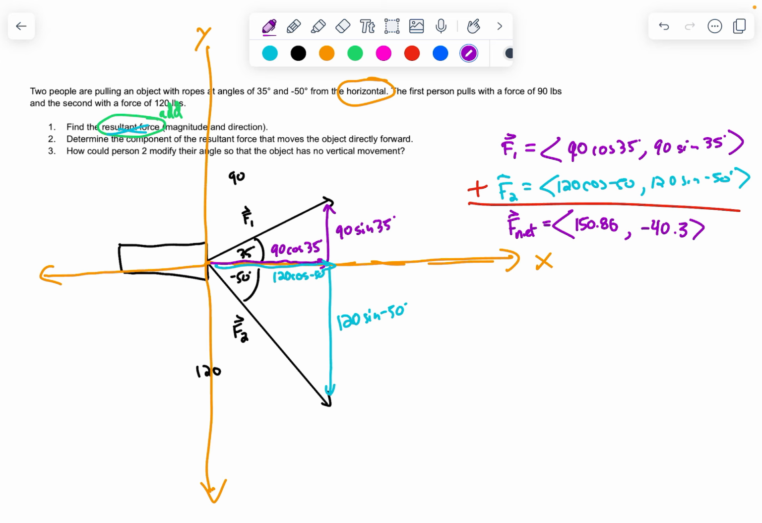Easy enough. Determine the component of the resultant force that moves the object directly forward. Okay, it's a way of asking about the horizontal part. So that's simply 150.86 pounds moving in this direction. So that's the force moving forward.